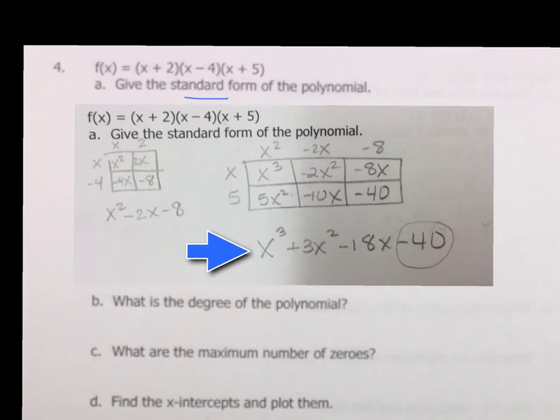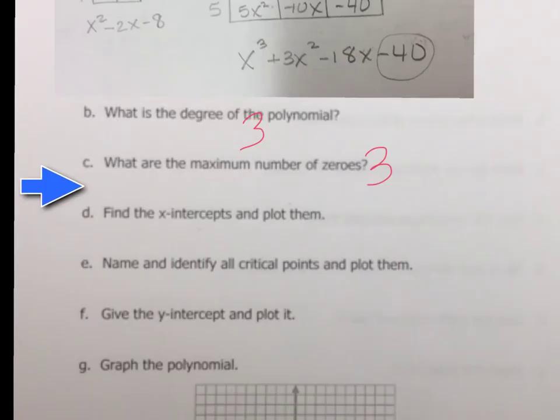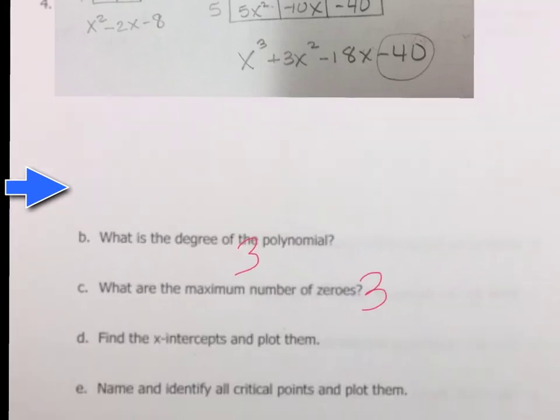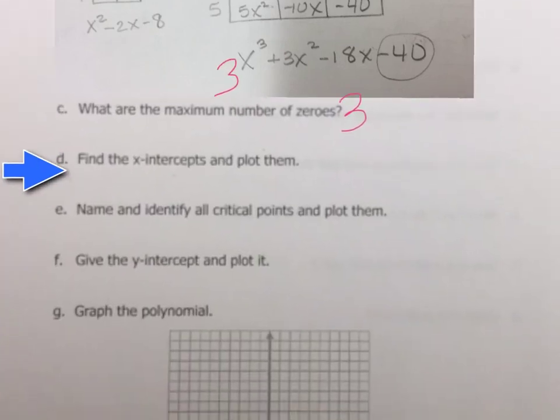So now from here I know that my degree is going to be 3 with a maximum number of zeros of 3. Now I'm going to find my x-intercepts. I know that they are all singles, so I would have to go all the way back up. These here are all single zeros, and negative 2, 4, and negative 5 would be my zeros. So that's how I'm getting my x-intercepts right here. And I said that was negative 2, 0, and 4, 0, and then negative 5, 0.